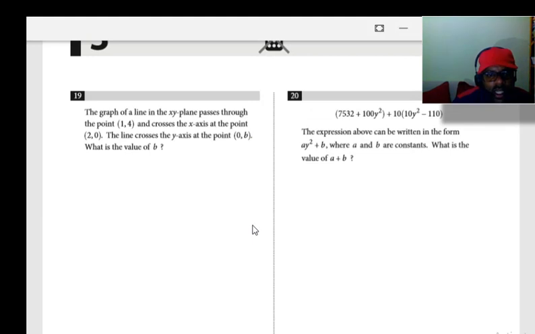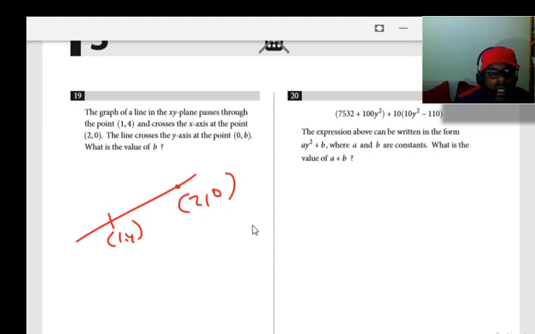19. The graph of the line in the xy plane passes through the point. Okay, let me just roughly draw a line. The graph of the line passes through the point 1 and 4, and crosses the x-axis at the point, okay, crosses the x-axis at the point. I'm just roughly drawing. The line crosses the y-axis at the point.